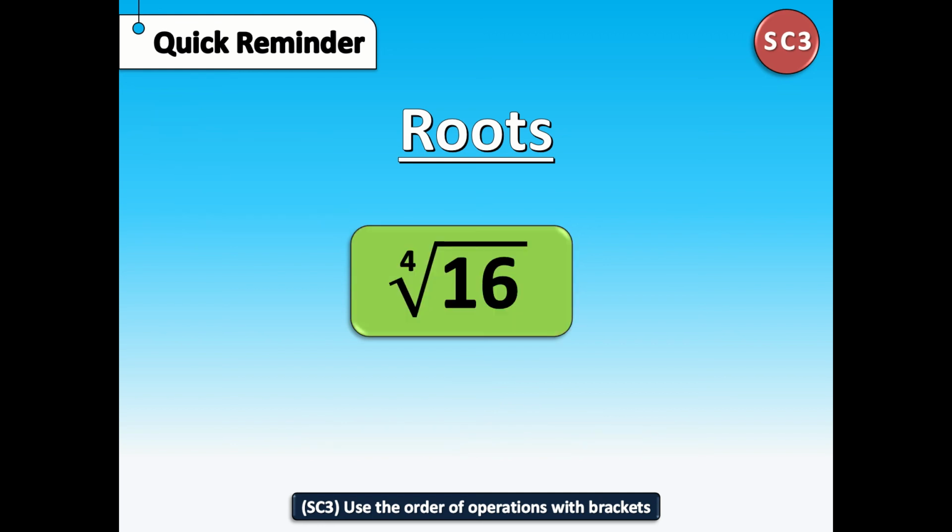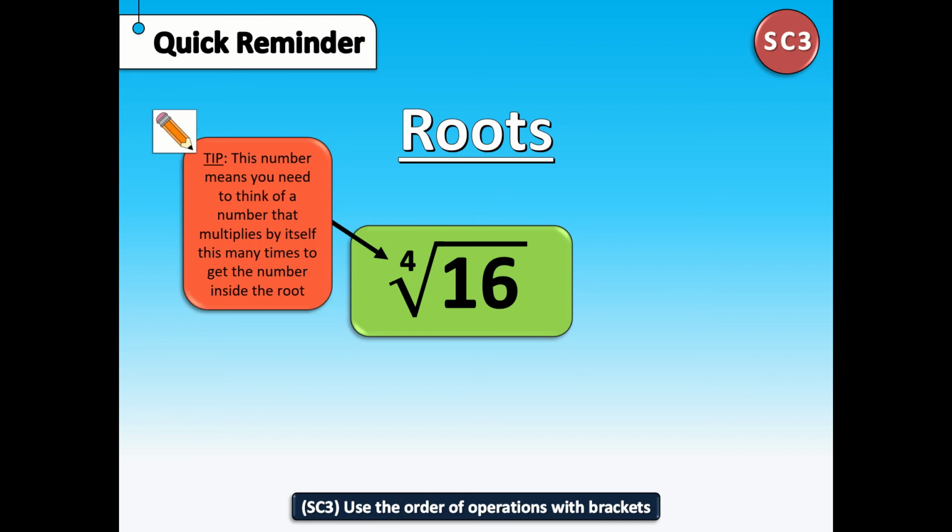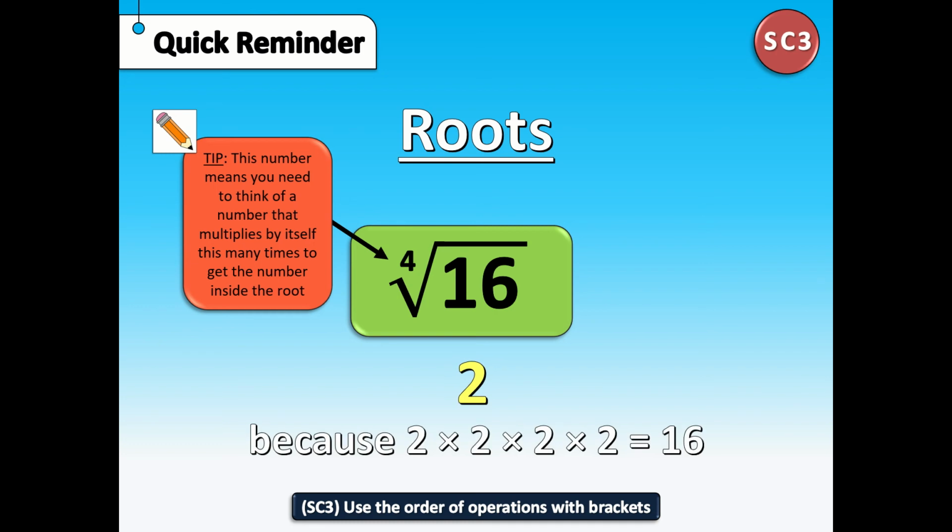To find the fourth root of 16, this number means you need to think of a number that multiplies by itself this many times to get the number inside the root. So what number times by itself 4 times makes 16? And the answer is 2, because 2 times 2 times 2 times 2 is 16.